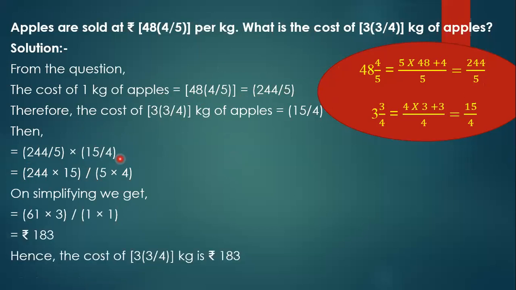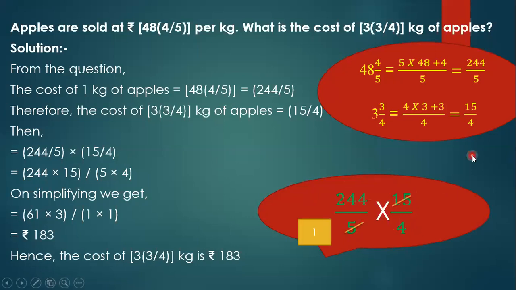Okay. So what do we prefer? We prefer the cancellation part. Now children, you can see 5 and 15 can get cancelled out by each other. In 5's table 1 time, 15 comes 3 times. Similarly, 4 and 244 can be cancelled out with each other. Okay, 4's table 1 time and 61 times. Okay, 5 and 15 get cancelled 1 and 3 times. 4 and 244 get cancelled 1 and 61 times. Now what do we have? We have 61 multiplied by 3, which is 183.